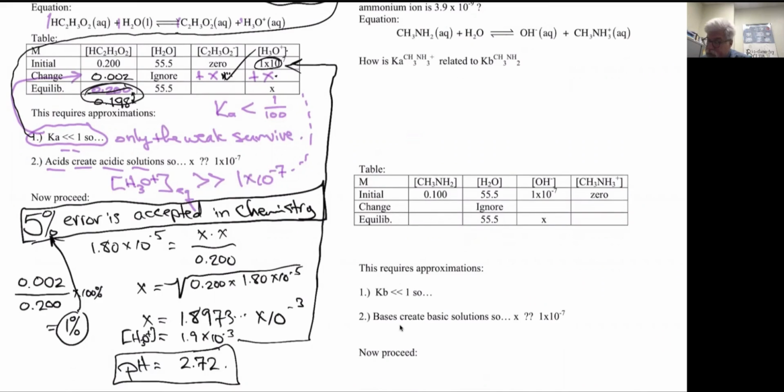A 1% error will not impact our final answer in terms of the concentration of H3O plus and therefore the pH. This is a weak acid whose Ka is known, and we use an approximate method. That approximation is right here. Our concentration of H3O plus is approximately equal to the initial concentration of the acid times the Ka of that acid, all under the square root symbol.